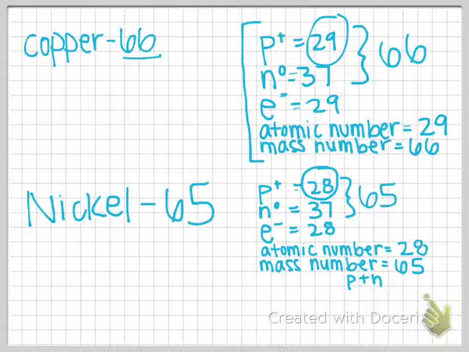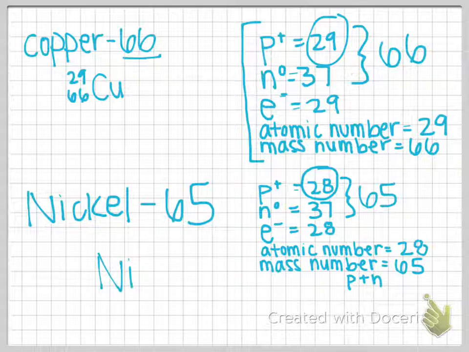Now just remember, another way to write these: for copper it is Cu, and we've got the atomic number on the bottom, which is 29, and the mass number on top, which is 66. Nickel, we would write as Ni, with atomic number 28 on the bottom and mass number of 65 on top.